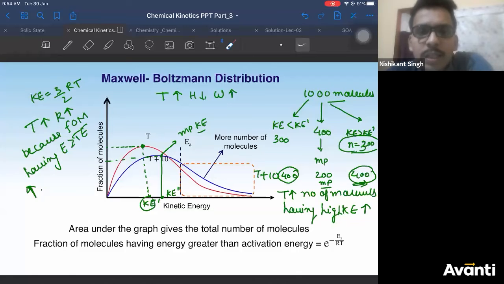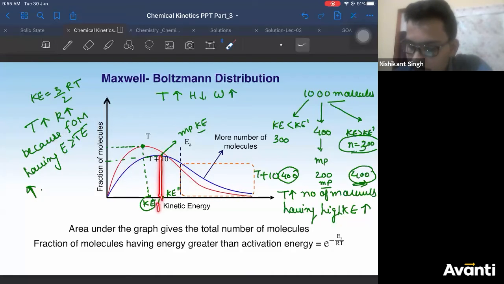How can you say activation energy is increasing, Gauri? We have kept the activation energy constant. We have not assumed that activation energy is changing. We are just saying temperature is changing, keeping the activation energy constant. We are not talking about activation energy in this graph. We just said as you increase temperature, the number of molecules having energy greater than threshold energy increases.